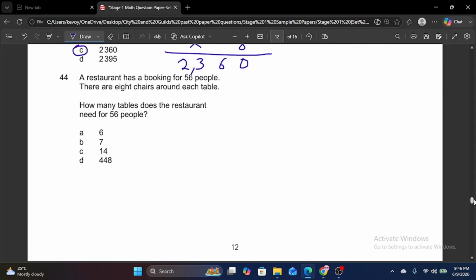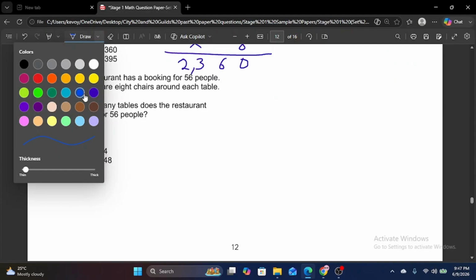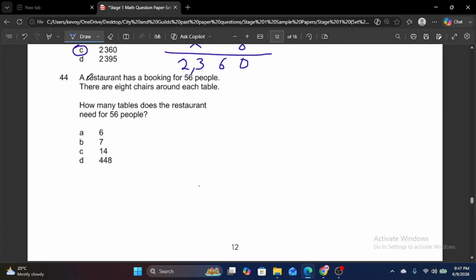Alright, moving on to question 44. Alright, so our restaurant has a booking for 56 people. There are 8 chairs around each table. How many tables does the restaurant need for 56 people?